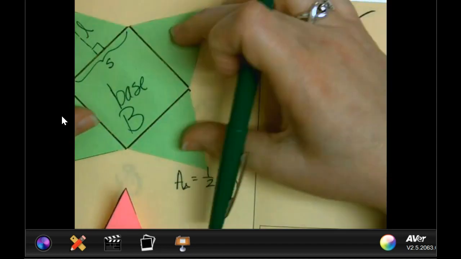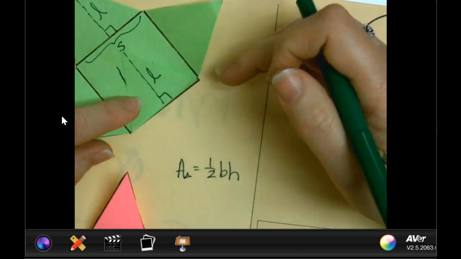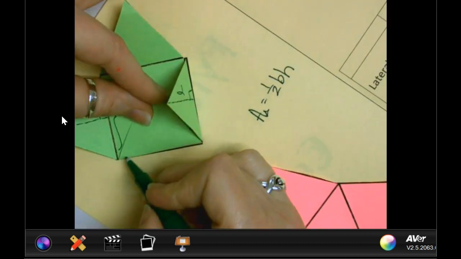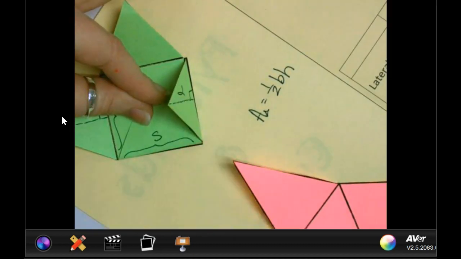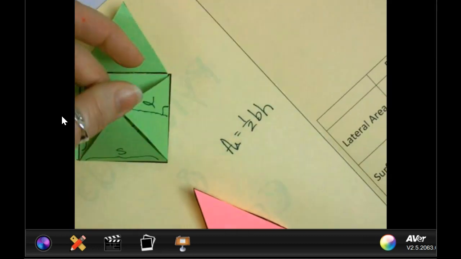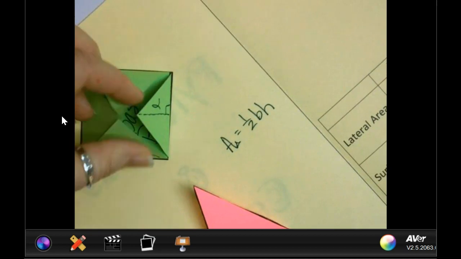Okay. And then also, maybe we'll do that on another one. Let's do that on a different triangle because it's hard to do it on that one. This represents S. There's your side length. There's your slant height. You can see that when your pyramid is built.